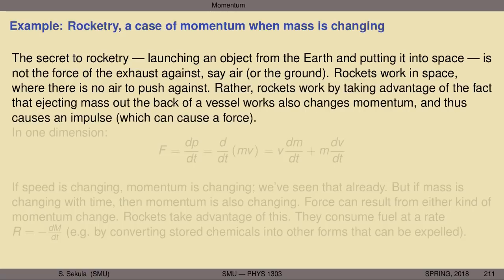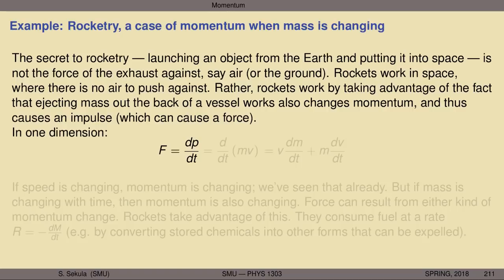Well, rockets work by taking advantage of the fact that ejecting mass out the back of a vessel is also a change in momentum. Remember, momentum is mv. And I originally considered the case where m was constant and v could change. But m could change, and v could also change. And you could have two changes. You could have an m change and a v change, and those would also be changes in momentum. That can cause an impulse, and that results in a force. Changes in momentum with respect to time exert forces.